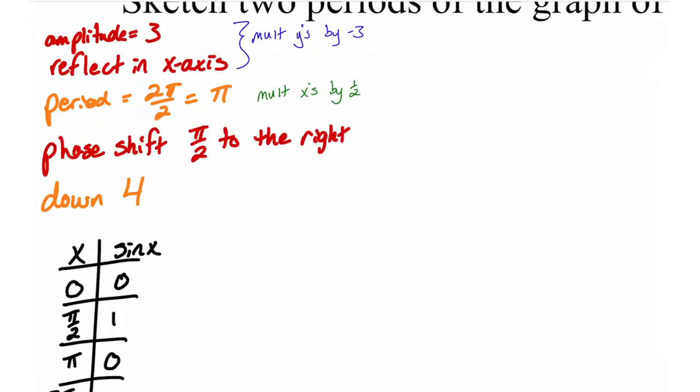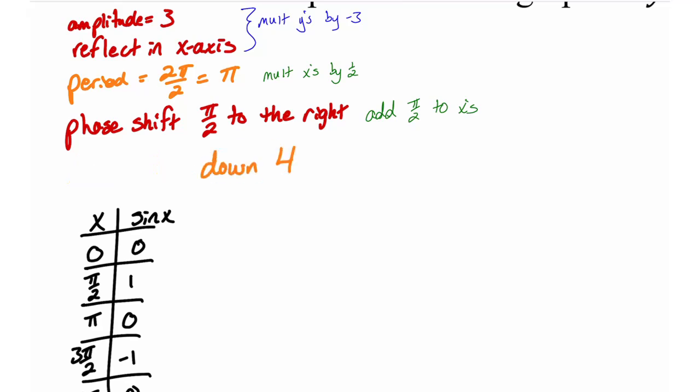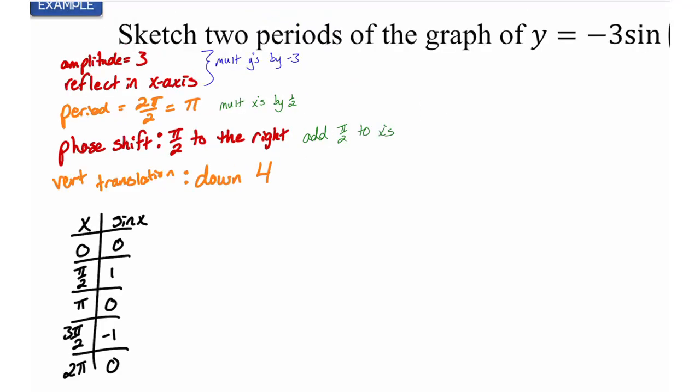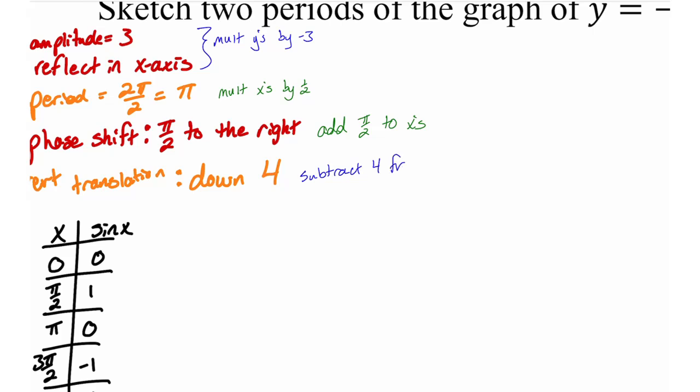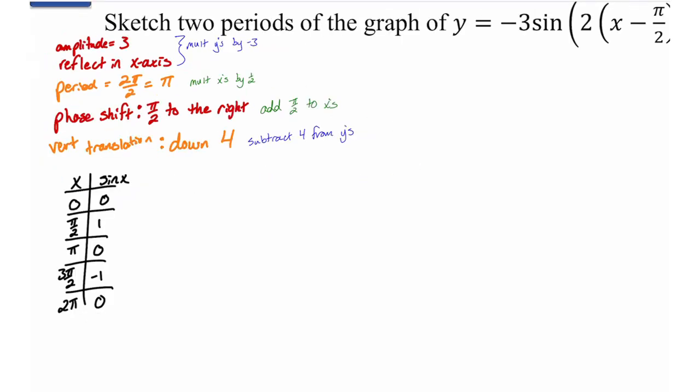All right, next up, we have the phase shift, and that's just going to shift it to the right. So that's, again, affecting your x's. So we're going to add, maybe I should write this in green, add pi over 2 to the x's. And then the last one, the vertical translation down 4. I just realized I need to label this as vertical translation. So again, the vertical translation down 4, that means we're going to subtract 4 from the y's. All right, now let's set up our new t-table.